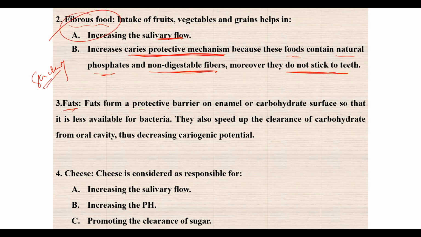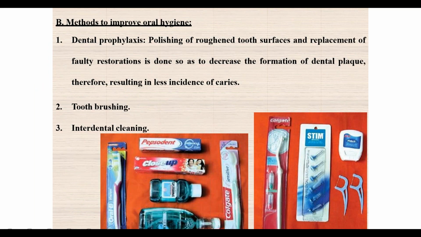The alternate is fibrous food. Fats actually form a protective barrier, and sugars will not stick to the tooth. So fatty food will improve the chances of remineralization. Cheese is considered responsible for increasing the salivary flow. It increases the pH and it promotes the clearance of sugar. So these were the dietary methods. We can substitute the sugars with the artificial sweeteners, which are non-cariogenic. We can have more of fibrous food. We can have more of fatty food, more of cheese.